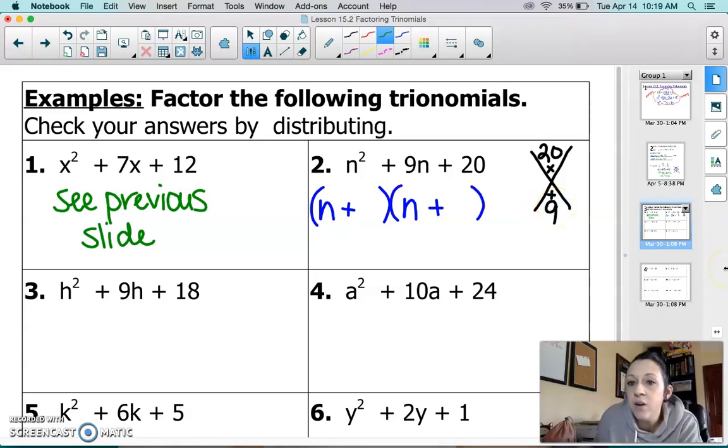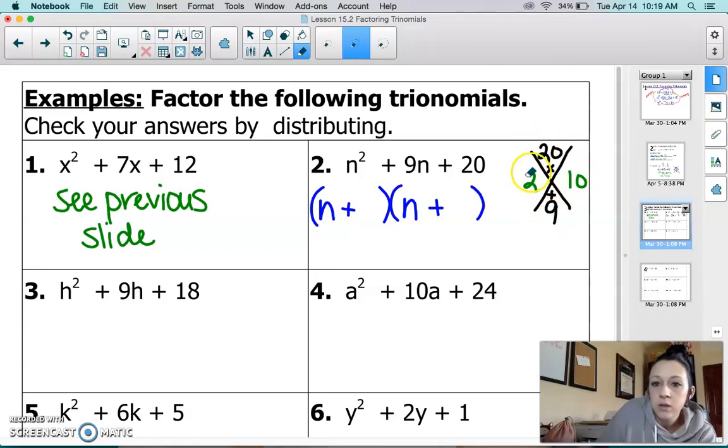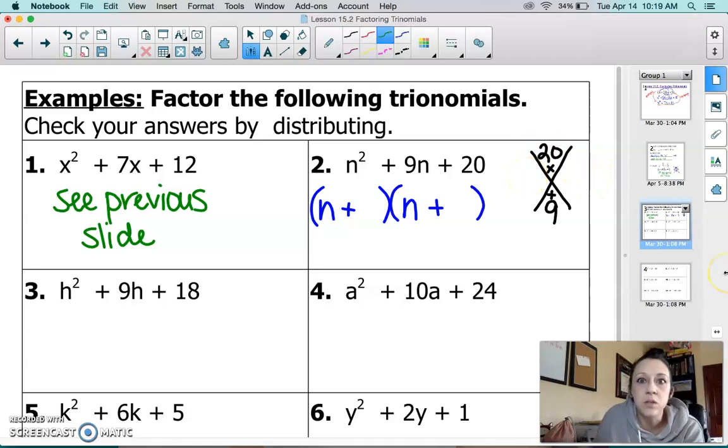So we got to figure out what two numbers multiply to 20, but also add up to 9. So what multiplies to 20? 2 and 10. But I can't use 2 and 10 because does 2 plus 10 equal 9? No, they don't. So 2 and 10 are not going to work. What else multiplies to 20? 5 and 4? Well, 5 and 4 work. 5 times 4 is 20, but 5 plus 4 is 9, so that does work.